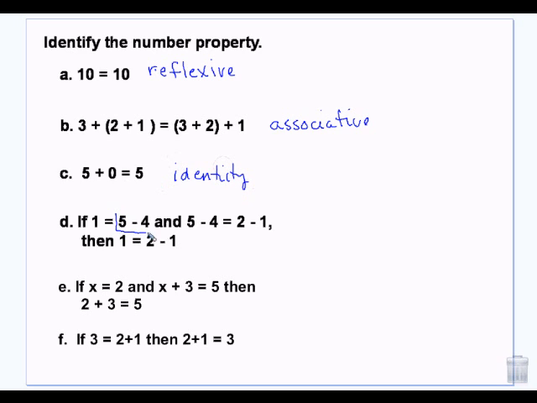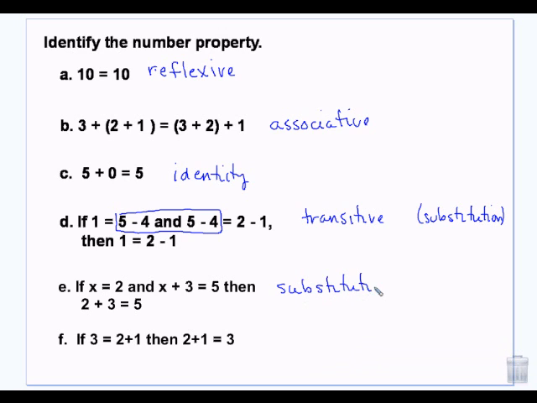Here's what I'm looking for here in the middle where it says 5 minus 4 and 5 minus 4. You could say substitution. That's transitive technically, but if you put substitution, I would not count it wrong because they're very similar. Technically it's transitive. Whereas this one, see how it's 2 and x plus 3? That's substitution. And then if 3 equals 2 plus 1, then 2 plus 1 equals 3. I've flipped it around, yeah. Symmetric.